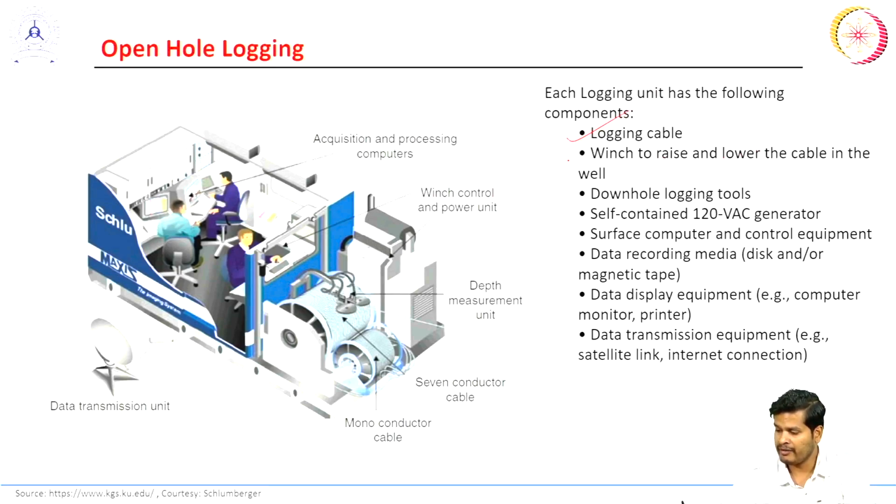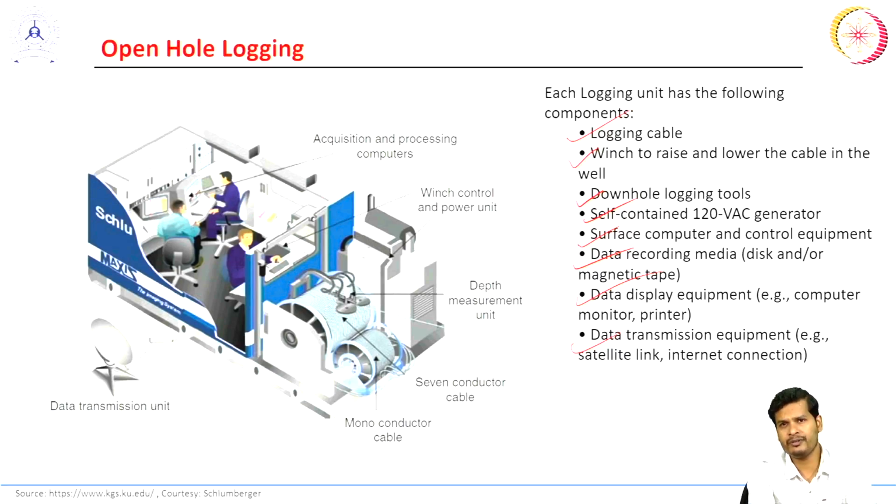Typically, a logging truck or surface logging unit will have a logging cable, along with a winch which will be used to raise or lower the cable inside the wellbore. Then there are the different logging tools. Let's say you have planned to run the gamma ray logging tool, density log and neutron logging tools, so those logging tools must be at the well site to lower inside the wellbore. The logging tools will be transported from the warehouse to the well site along with our surface logging unit, and will be assembled and then sent downhole. There is also a power supply, surface control equipment, data recording unit, data display equipment, and data transmission equipment if you want to transmit the data.